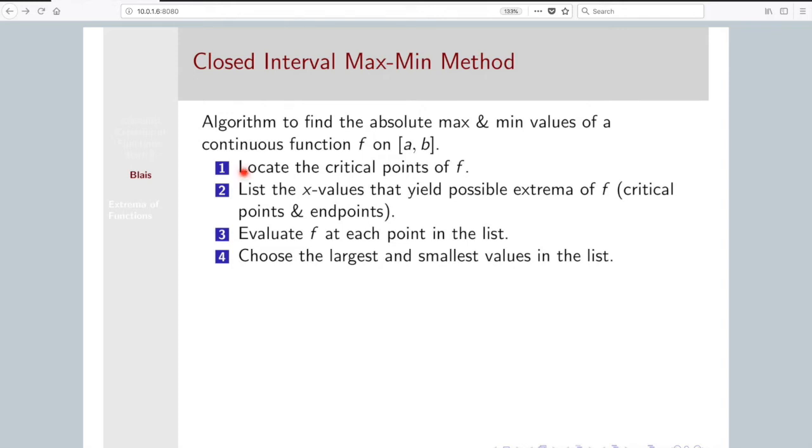4 steps. First, locate all the critical points of f. That gives you the set of candidates for the minimum and for the maximum. It has to occur either at one of those critical points or at an endpoint. So in step 2, you take all the points you found in step 1 and just put them in a list: the list of x values that yield possible extrema of f, the critical points you found in 1 and the endpoints. Then just check the function at each point in the list, pick the biggest, pick the smallest, and you're done. And this will always work for a continuous function on a closed interval.